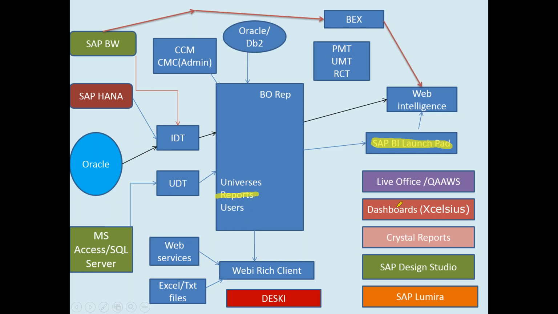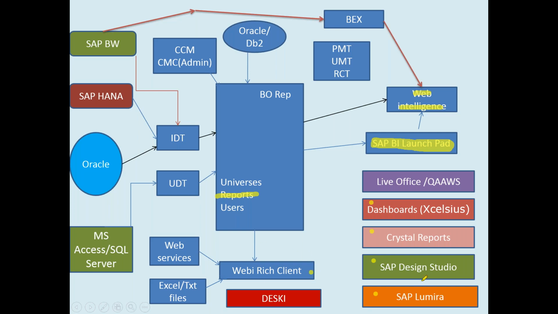What kind of reports can the user access? The user can access Web Intelligence reports. Web Intelligence is one of the web-based reporting tools. The user can access the dashboards, the Crystal Reports, the SAP Design Studio dashboards, and the Lumira reports. By logging in to the BI Launchpad, the user accesses Web Intelligence, Dashboard, Crystal Report, Design Studio, Lumira, and Web Intelligence Rich Client reports.